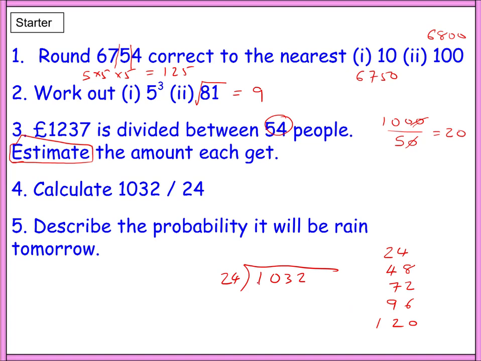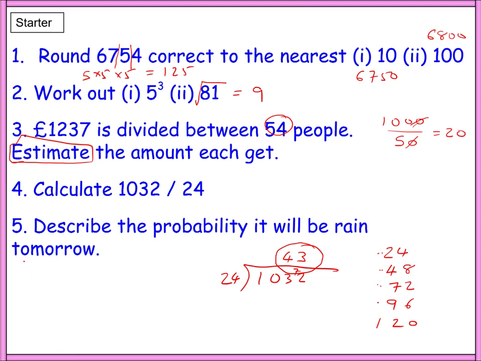24 can't go into 1, so we carry the 1 into 10, still can't go into 10, so we carry the 10 into 103. 24 goes, let's count it, 1, 2, 3, 4 times, so 4 times. 103 take away 96 leaves us with 7. Go 24 into 72, count that, 1, 2, 3. So our answer is 43.